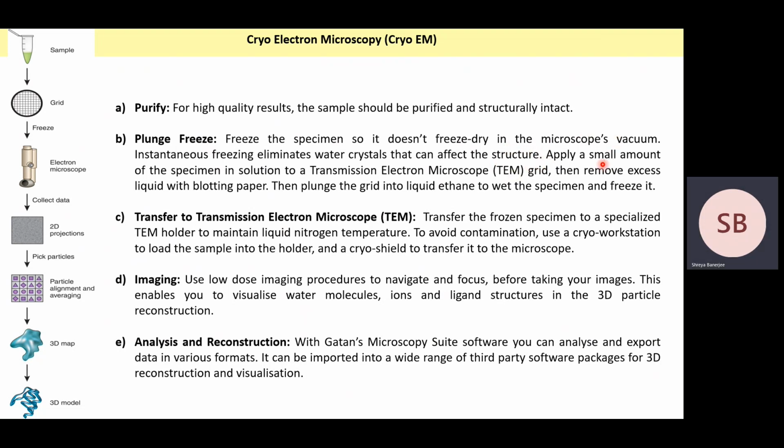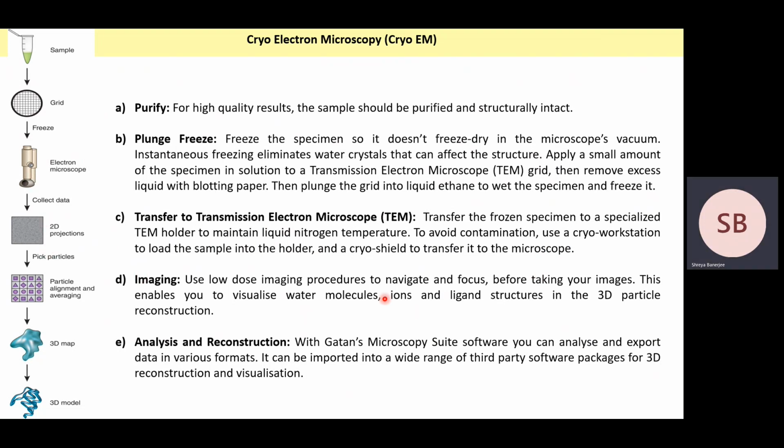So how this is done is that a small amount of the specimen in solution is applied to a transmission electron microscope grid. Then the excess liquid is removed by blotting paper, and the grid is plunged into liquid ethane to wet the specimen and freeze it instantaneously. Then the grid is transferred to an electron microscope, and liquid nitrogen is used to maintain the temperature.